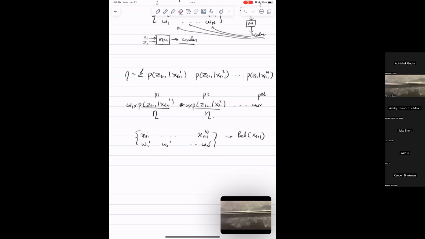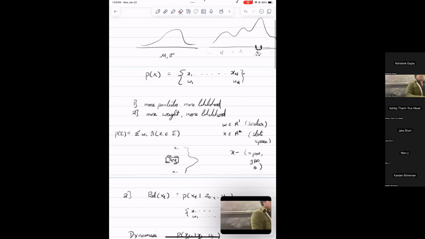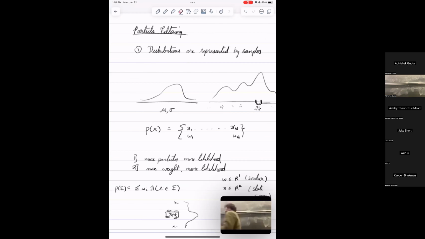Because we know that the probability is a combination of both where the particles are, because of the number of particles, and the weights of the particles, right? So there are just two different mechanisms to change probability. One of them is moving the particles, one of them is changing the weights of the particles. How do we feel about that?